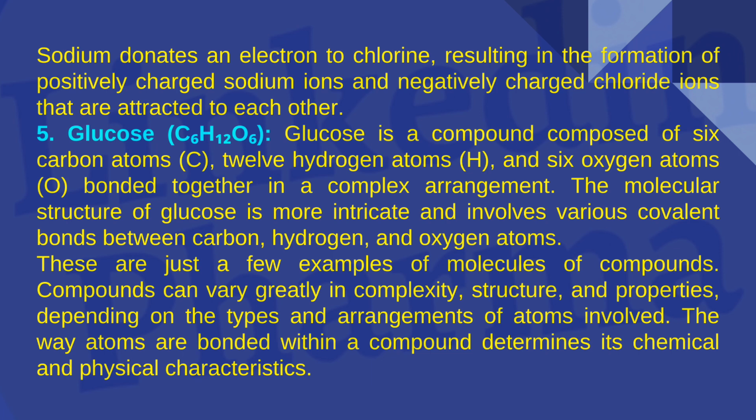Glucose. Glucose is a compound composed of 6 carbon atoms, C, 12 hydrogen atoms, H, and 6 oxygen atoms, O, bonded together in a complex arrangement. The molecular structure of glucose is more intricate and involves various covalent bonds between carbon, hydrogen, and oxygen atoms. These are just a few examples of molecules of compounds. Compounds can vary greatly in complexity, structure, and properties, depending on the types and arrangements of atoms involved. The way atoms are bonded within a compound determines its chemical and physical characteristics.